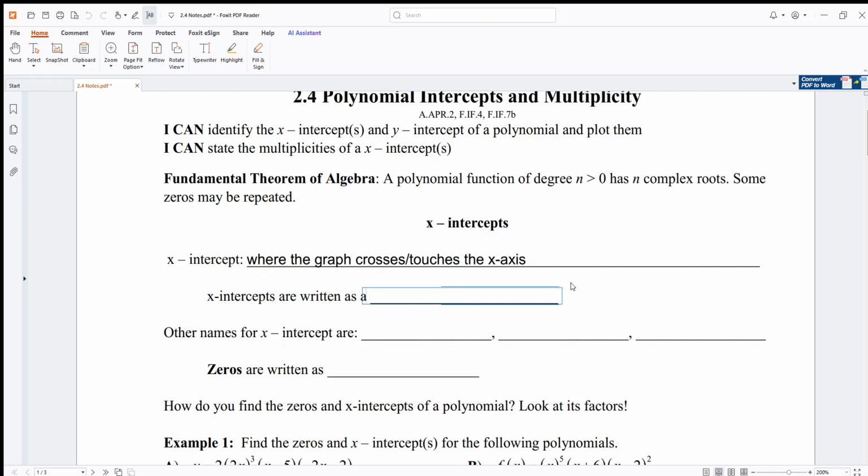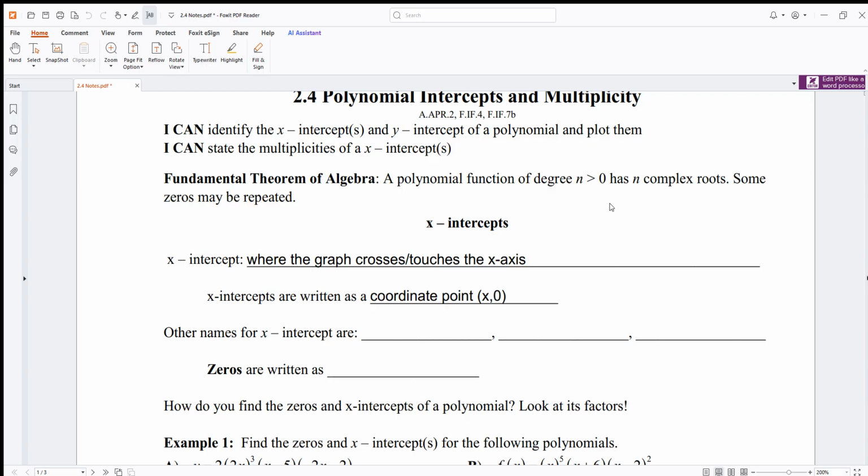Now, where that graph touches is a coordinate point. And that is how x-intercepts must be written. Now remember, every coordinate point is x comma y. Now, for x-intercepts, the y value is guaranteed to be 0.